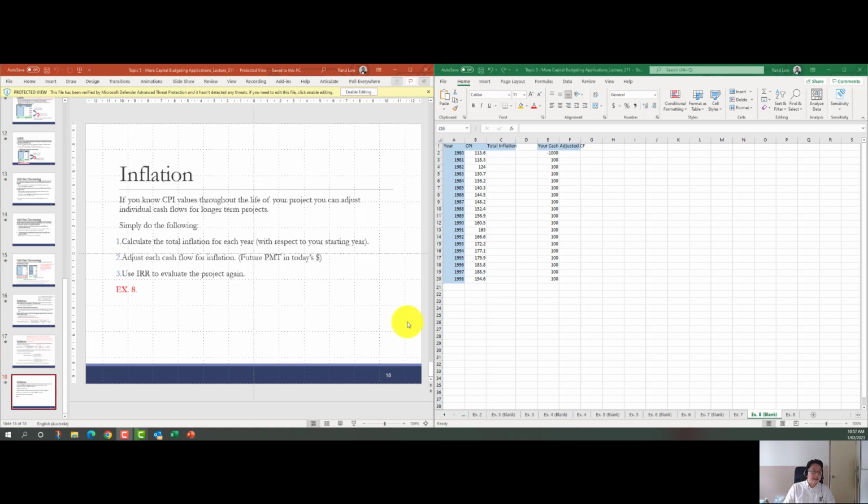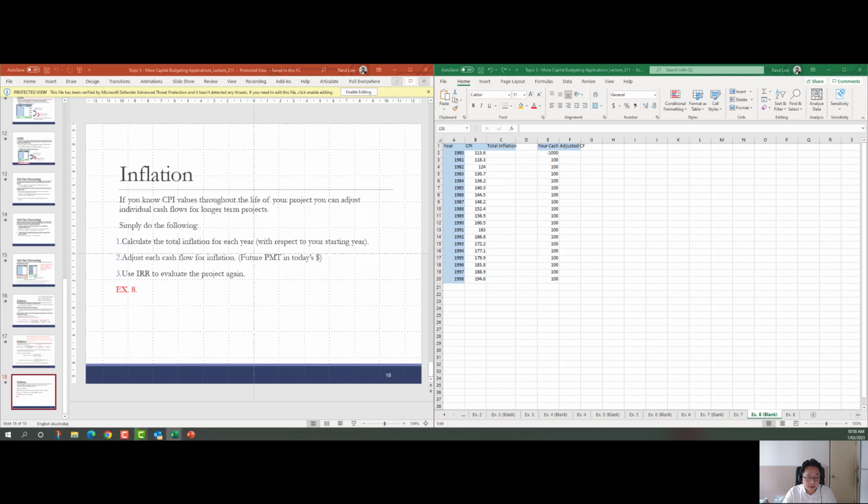Okay, now let's look at an exercise on inflation. Okay, so if you know CPI values through the life of your project, you can adjust individual cash flows for longer term projects. Okay, so what we're going to do over here is calculate the total inflation for each year, adjust each cash flow for inflation, getting the future payment in today's dollars, and use IRR to evaluate the project again. Okay, so let's do it step by step. Okay, let's look at the inflation part of it.